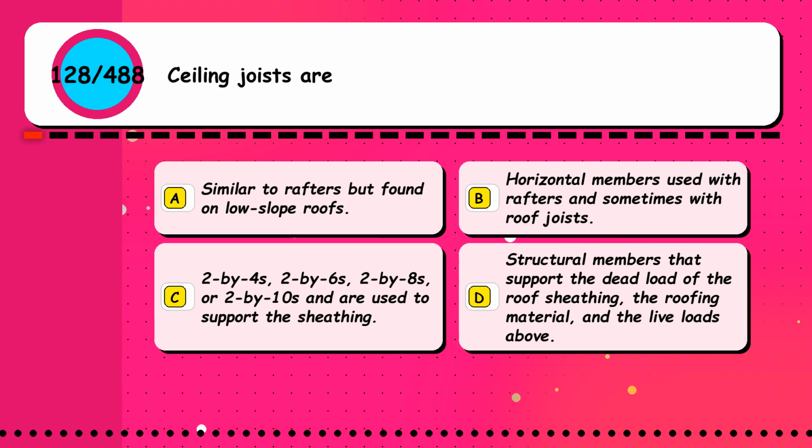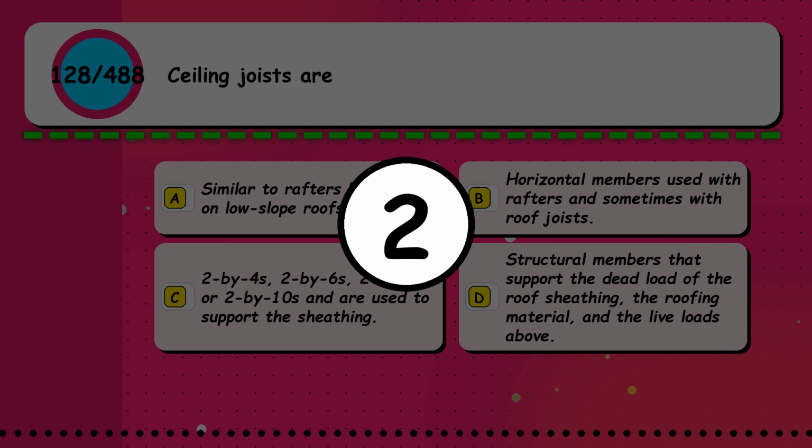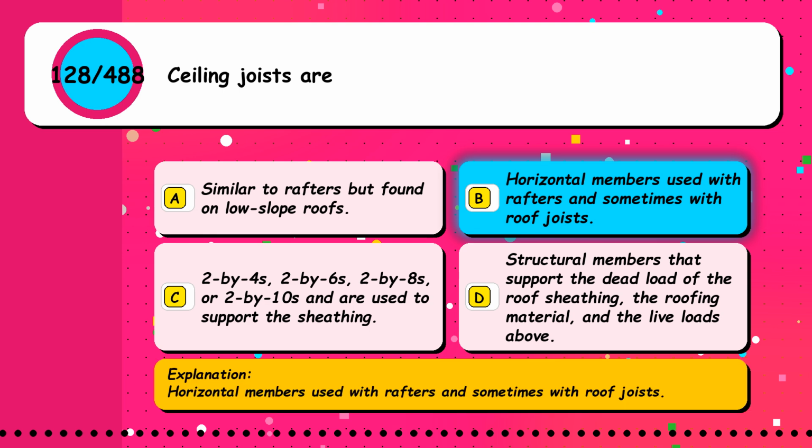Question 128. Ceiling joists are: option A, similar to rafters but found on low-slope roofs. Option B, horizontal members used with rafters and sometimes with roof joists. Option C, 2x4s, 2x6s, 2x8s, or 2x10s and are used to support the sheathing. Option D, structural members that support the dead load of the roof sheathing, the roofing material, and the live loads above. The correct answer is option B, horizontal members used with rafters and sometimes with roof joists.